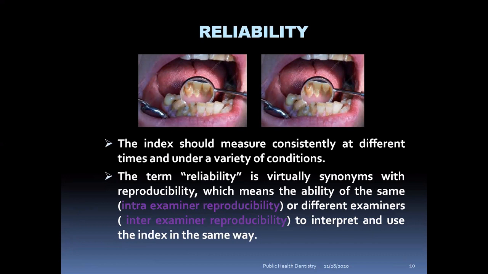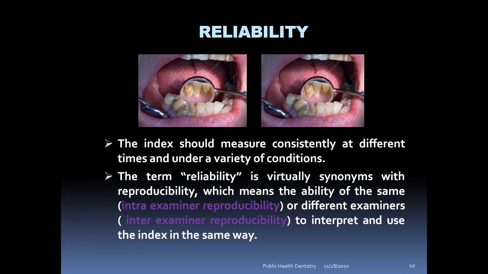That simply means, if we are talking about intra-examiner reproducibility, let's suppose that I take a DMFT index today. Firstly, I have taken the index in the morning, then I again take the index in the afternoon, then again I take the index in the evening of the same patient.